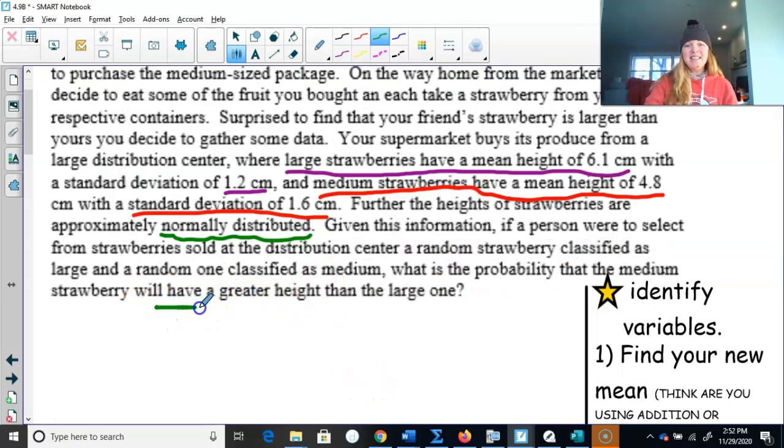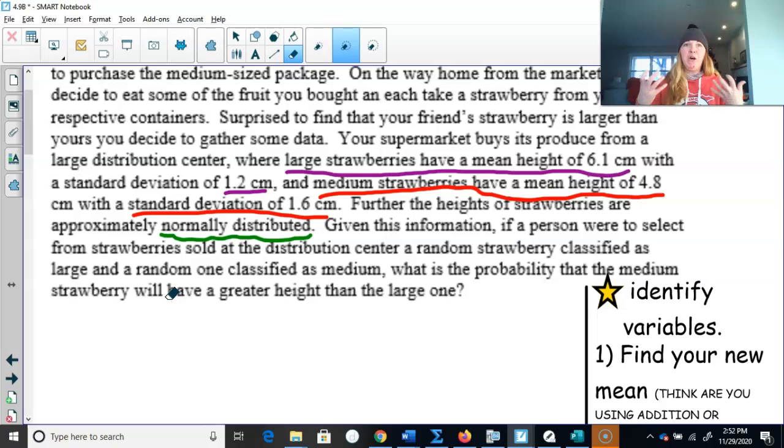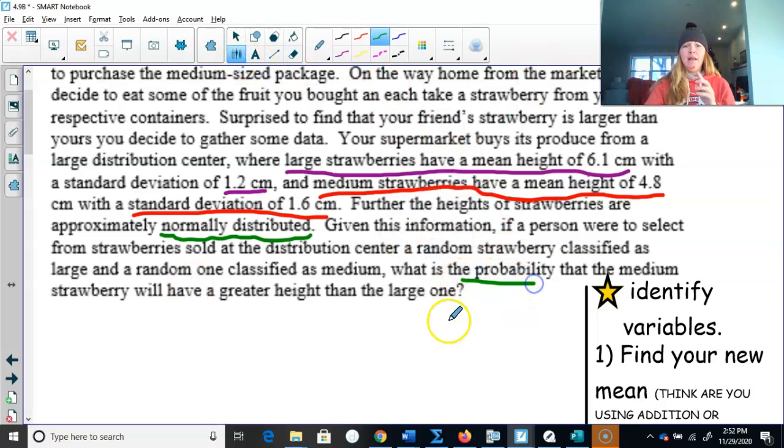Okay. This is a hard one for people, okay? But what's happening now is, how do I know if one has a bigger height than the other? Well, yes, we could just look at it and say, well, this one's bigger than the other one, okay? But it is saying, what is the probability that the medium strawberry will have a greater height than the large one? Which means we're going to have to find a z-score. Why? Because we're dealing with a normal distribution, okay? Well, again, how do I know that one is going to be bigger than the other? What am I going to do?